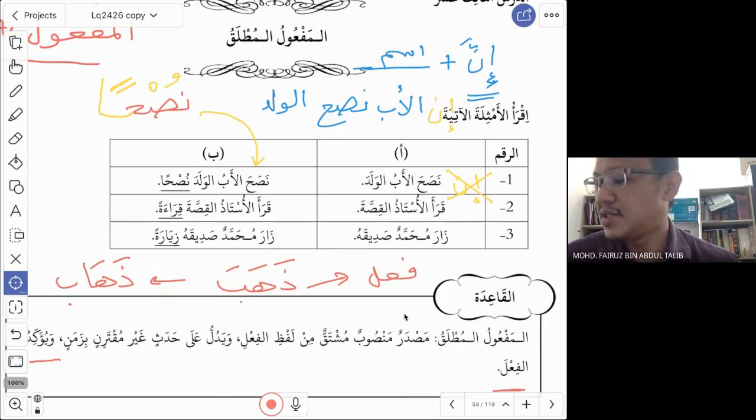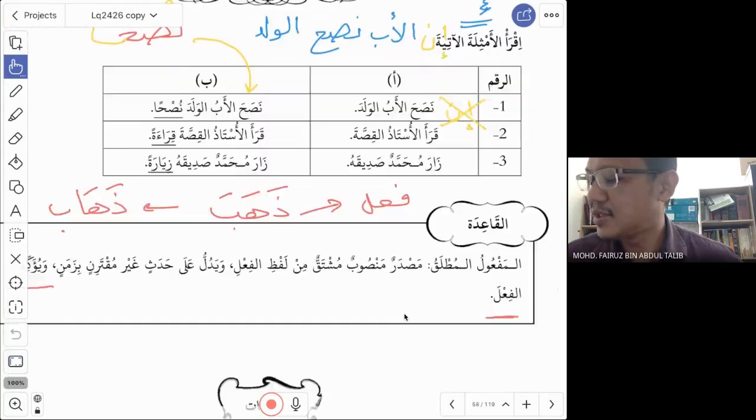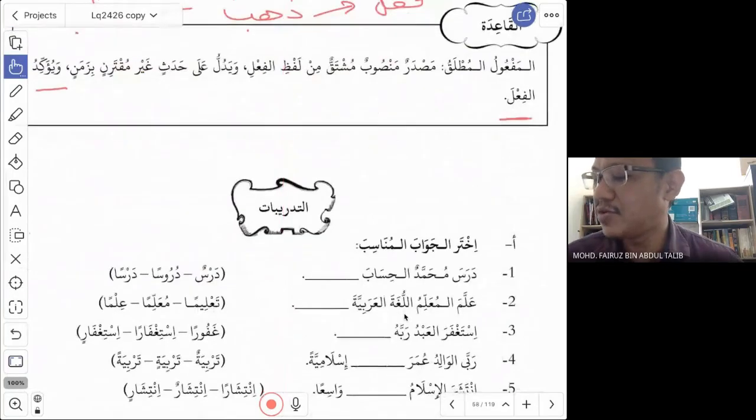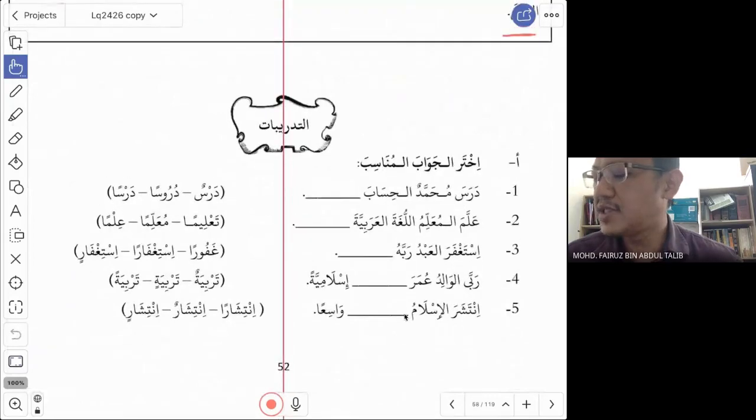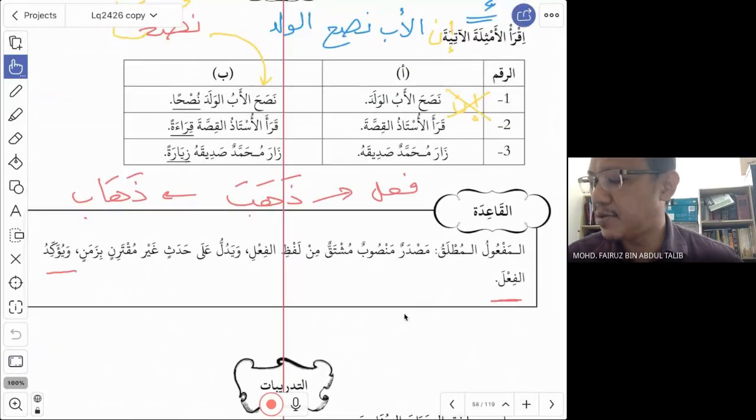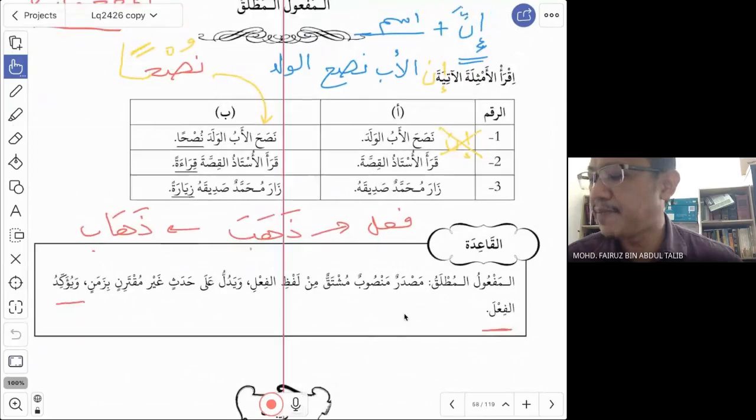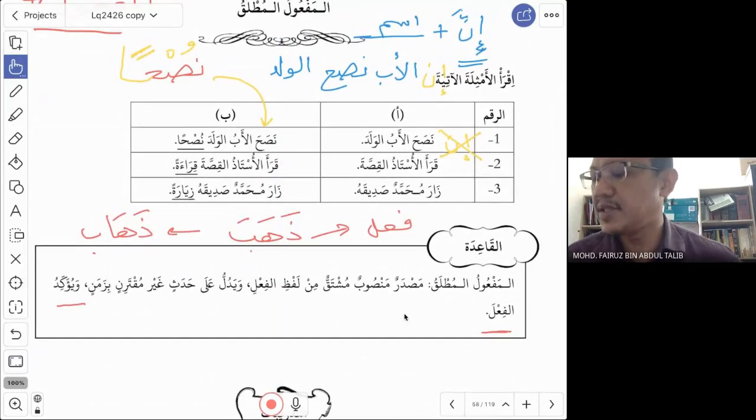So masdar is very important for us to understand this lesson. Okay. Any other question? Okay, if there is no question, let us look. Of course, the lesson that we covered here is just the basic lesson of al-maf'ul al-mutlaq.